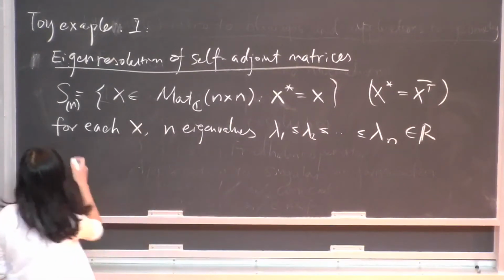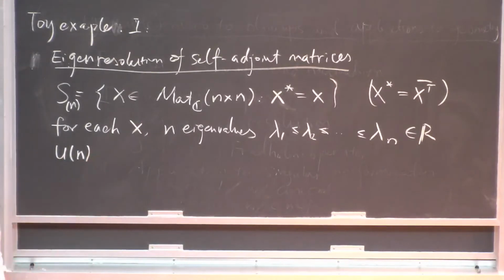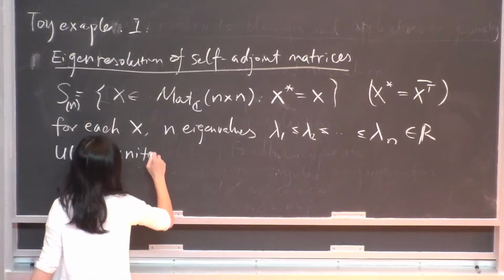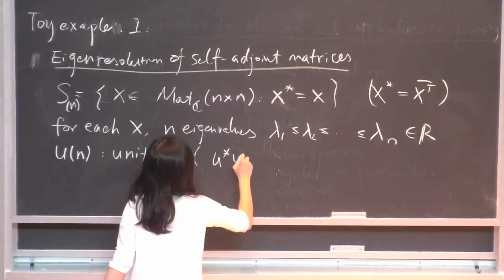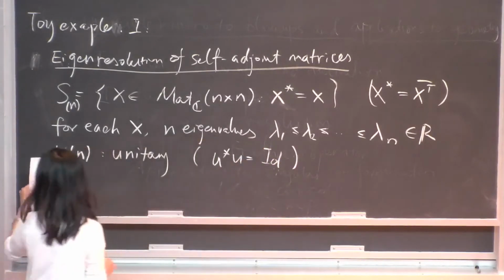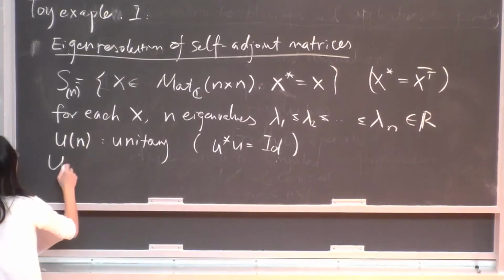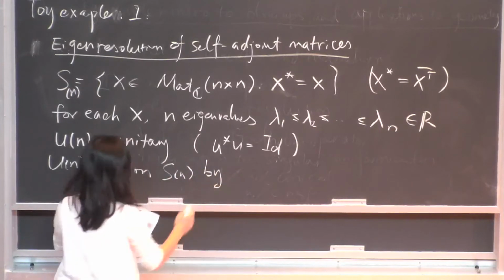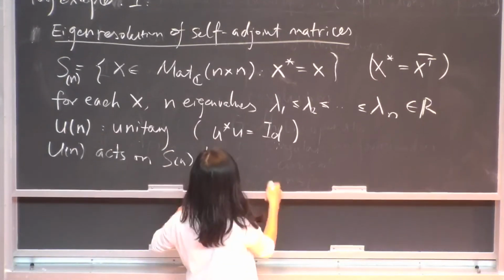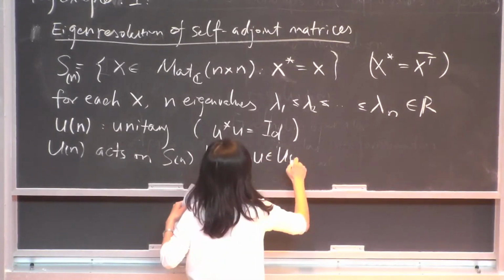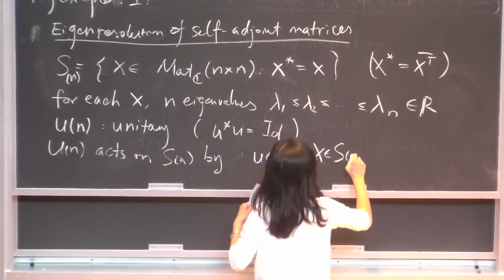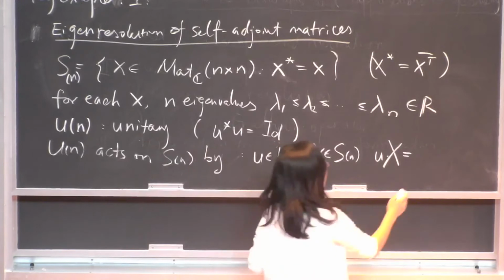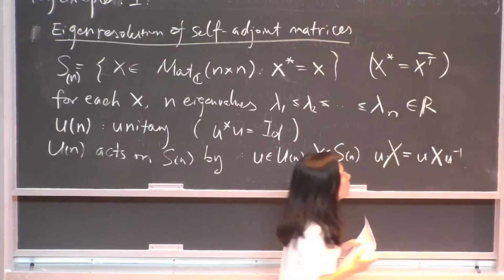And the second space is a group that's acting on the space, which is the group of unitary matrices. So, unitary, which just means that U star U equals identity. Okay, and we know that U_n acts on S_n by conjugation. So that is, for U in U_n, X in S_n, U acts on X. So I use a dot as an action. So that's just U X U inverse. OK.